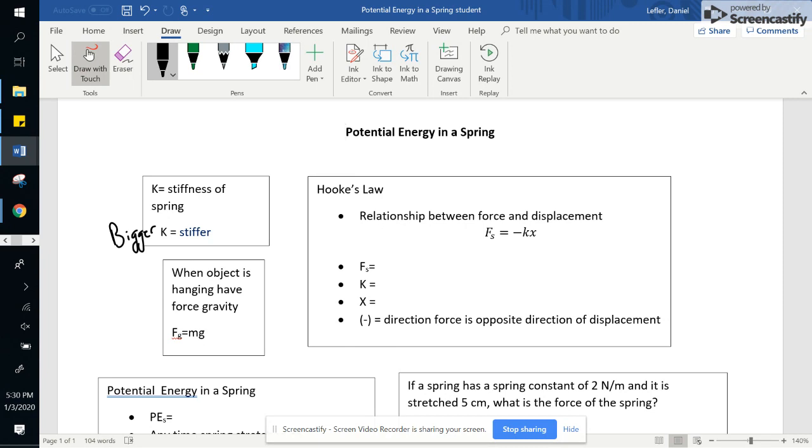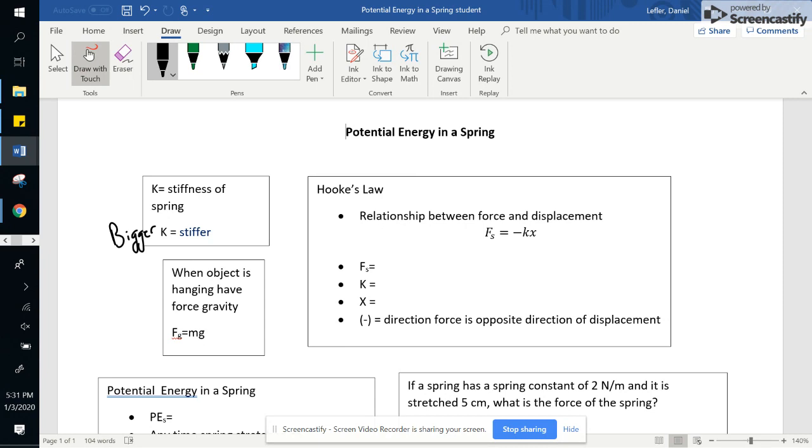When objects are hanging, we can talk about the force of gravity is going to be mass times gravity. Just something to keep in mind when we talk about some of these. Hooke's law is something that deals with springs. We really didn't talk about it when we were talking about forces. We're going to talk about it now because it's what we're dealing with. So the relationship between force and displacement, so how far that spring is going to move.